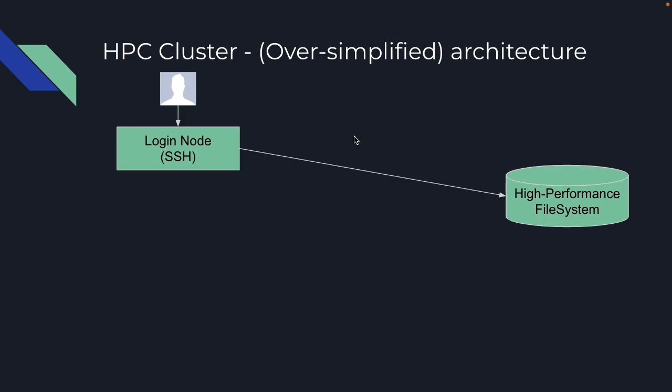That file system also needs to be extremely fast. That's why it's called a high-performance file system. But the important part here is it needs to be self-contained. The second most important part here is this machine does not have access to the supercomputer. And that's for security reasons.